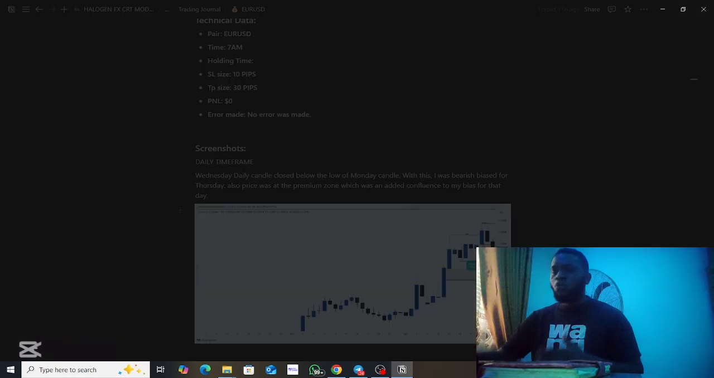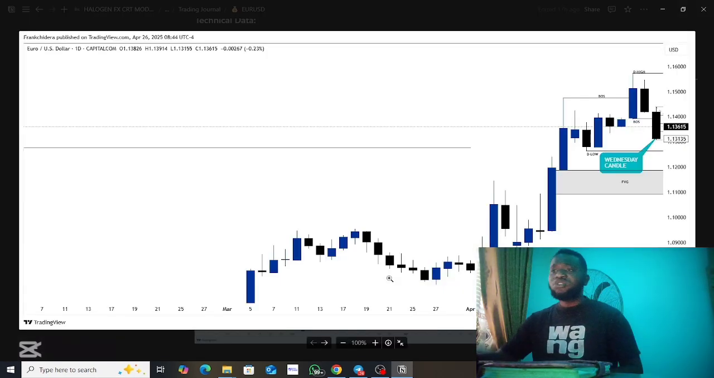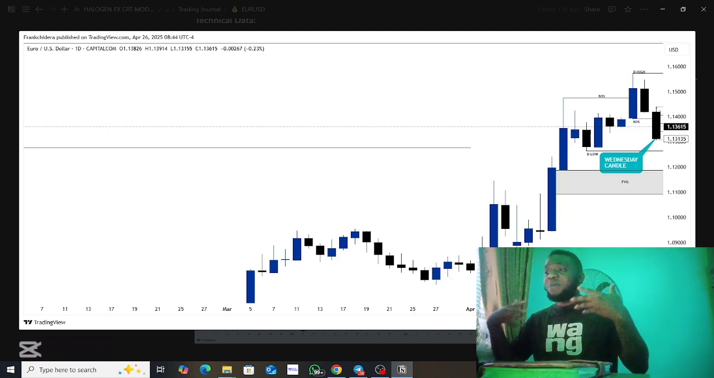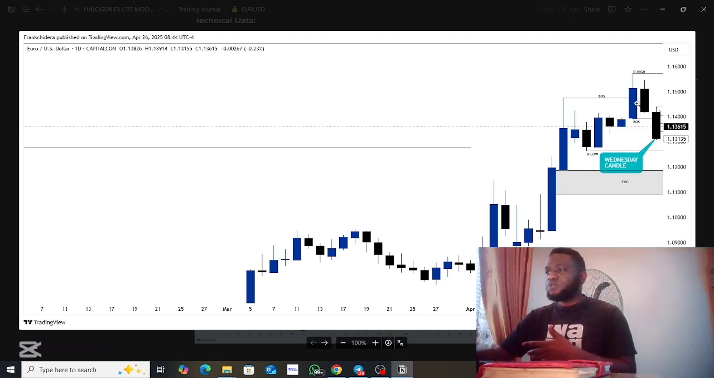Guys, if you have been watching my videos so far, you see that I use this concept. Whenever a candle closes below a candle, I look for a bearish opportunity for the next day. If it closed above, I look for a bullish opportunity for the next day. You can use that for a directional bias of a particular day. So in this case, this is my Monday candle, this is Tuesday, and this is Wednesday. It closed below this low, with very strong bearish momentum.